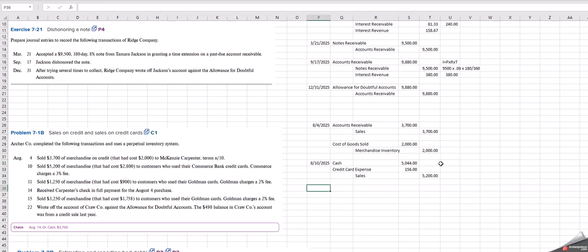All right, so then I'm going to skip down. Oh, sorry, got to do the cost of goods sold. So the cost of goods sold is $2,800, and then we'll take that out of our merchandise inventory. And then I'm going to skip down to the 14th. So the 14th, we received the carpenter's check in full, which is that top one we did on August 4th. So the cash comes in at the $3,700 that they owe us, and then we credit accounts receivable.